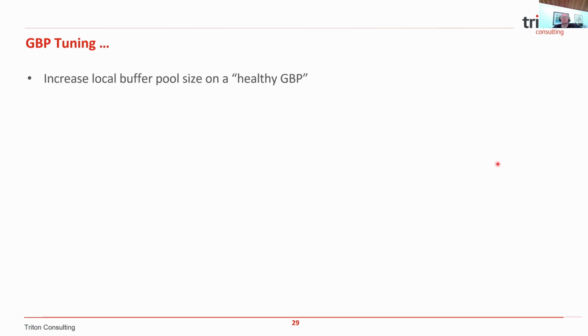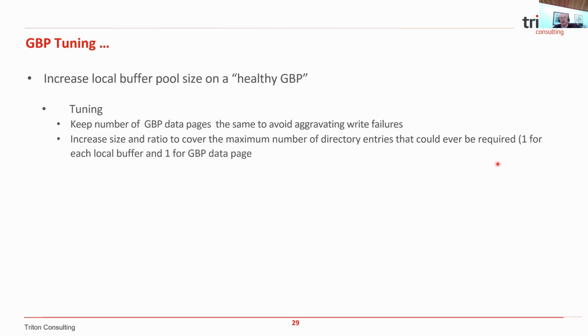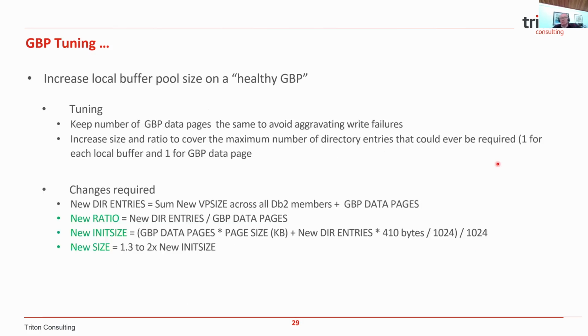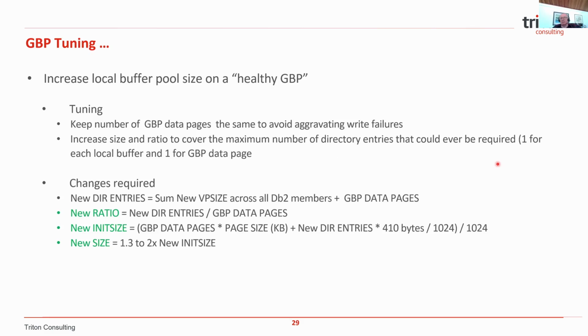And the last thing, on slide 29 here: if you want to increase the size of your local buffer pools, that will increase the demand for your group buffer pool, not because of the changed pages, but because you need more directory entries. So again, here is the advice about the tuning and also the changes required.